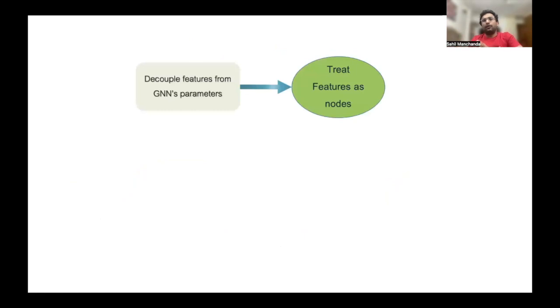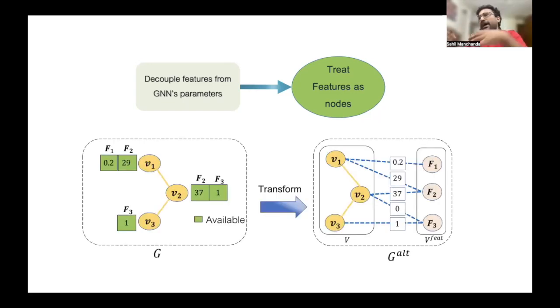So our goal is we want to decouple the features from the GNN parameters. If you think of existing GNNs, your input hidden layer is almost a function of the number of node features you have. So what we did was we treat each feature as a node. If you remember, we had removed f3 from v1. So let's say v1 has two features, f1 and f2, with values 0.2 and 29. v2 has two values, for f2 and f3, 37 and 1. Similarly, v3 has available feature f3 with value 1.